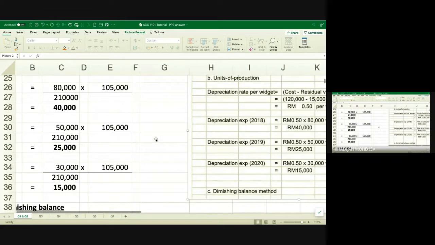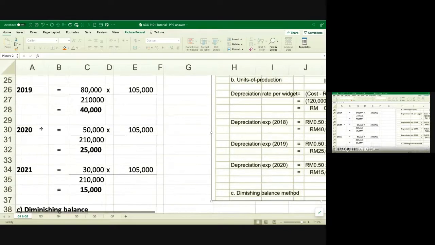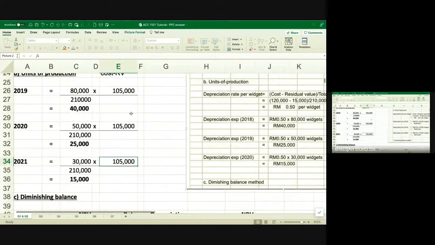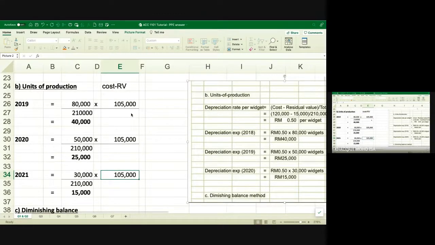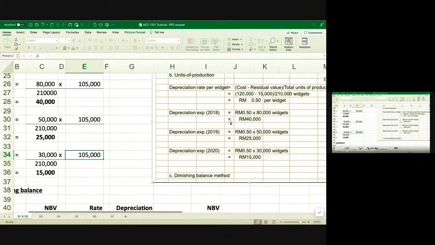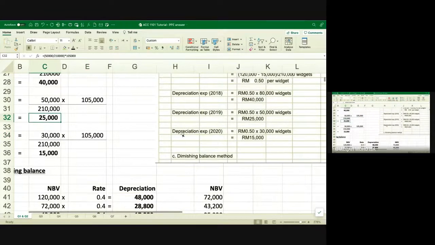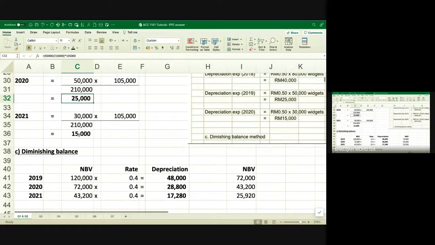Here you also get 40,000. So it means that the answer will be the same. The method of calculation is actually the same, but the presentation is different. For 2020, you have 50,000 widgets times 50 cents, so you have 25,000. Here you also have 25,000. And the third one, when you have 30,000 widgets times 50 cents, you have 15,000 depreciation. Here you also have 15,000.